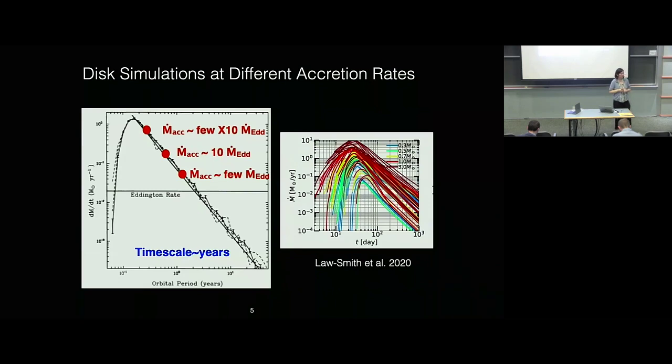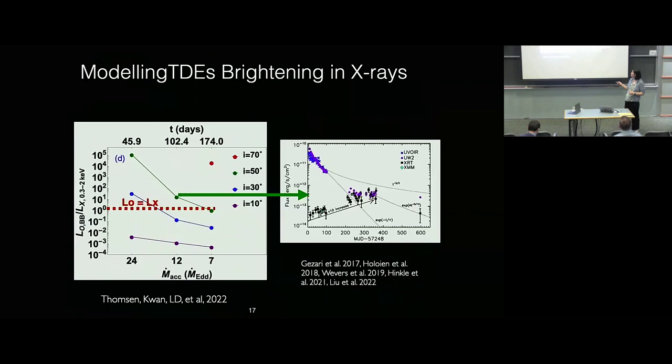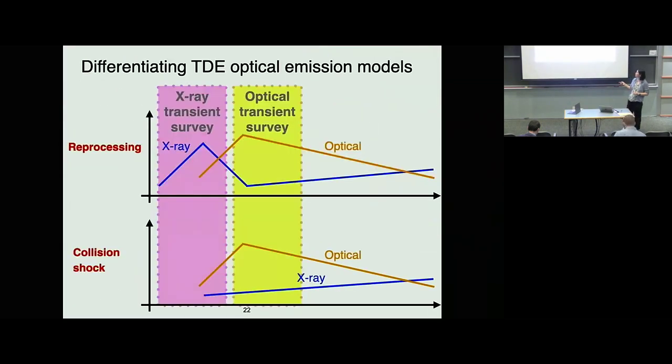Yes, I'm wondering, in the last part of your talk, you talked about how to discriminate optical emission models, and early-time X-ray emission is a key signature. If I remember correctly, yesterday in Yair's talk, he said that shocks can also produce some early-time X-rays in the collision shock scenario. So what could be the smoking gun signature? Is there some specific prediction in the reprocessing scenario?